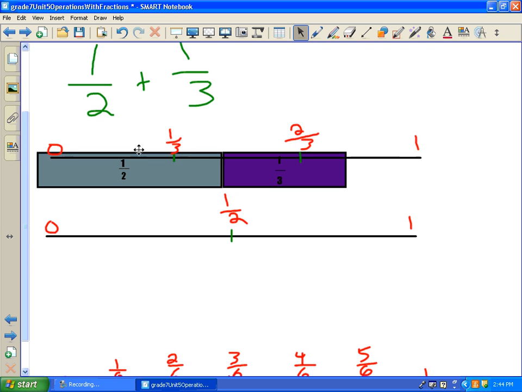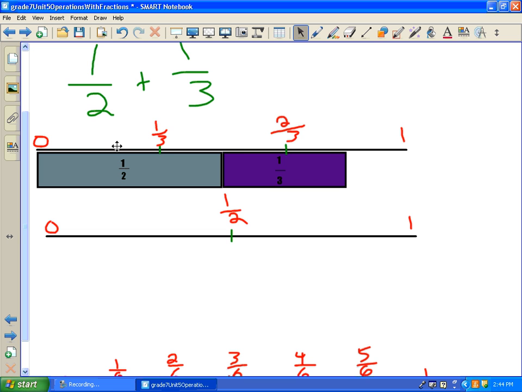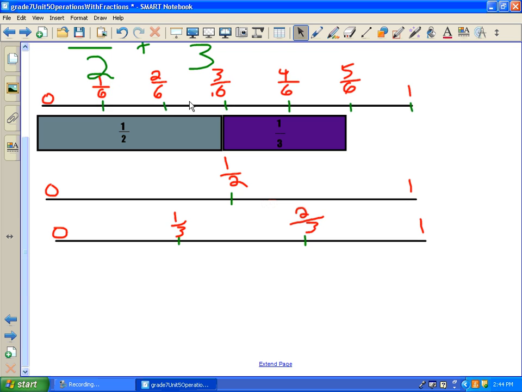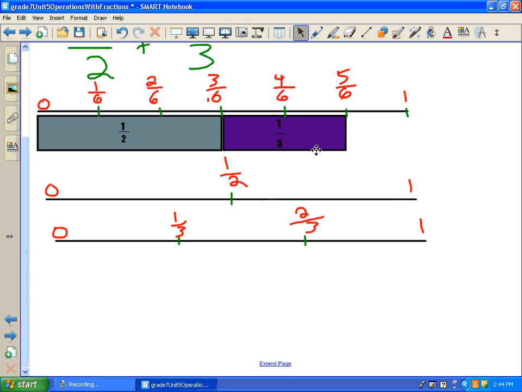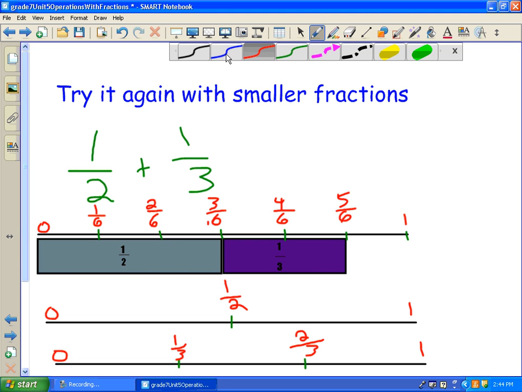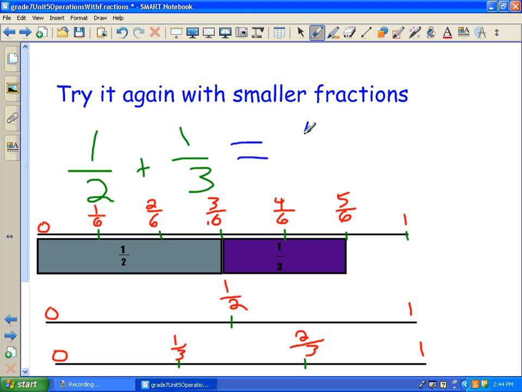Let's try thirds. Put that up there, line it up. Nope, it's not going to line up with thirds. Try sixths. Put that there, line it up nicely, and look at that. Right at the end, it lines up perfectly with 5/6. So my answer to this one is 5/6.